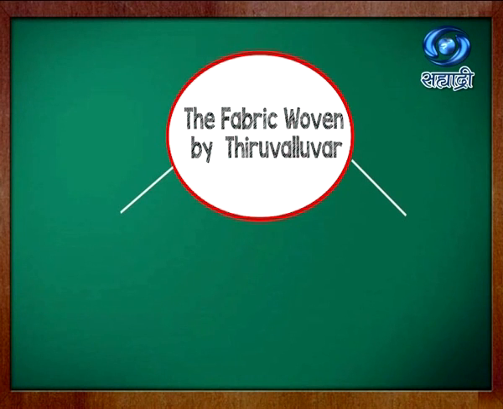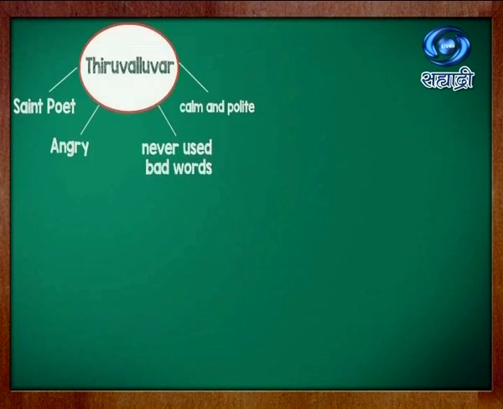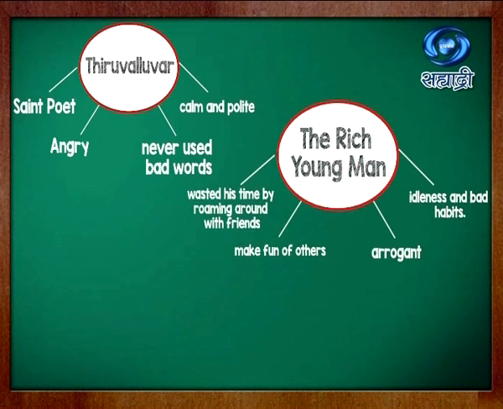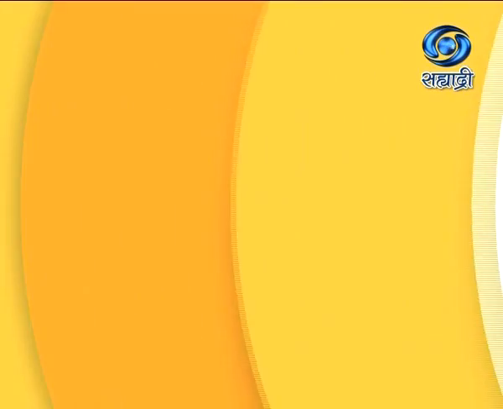The last one is the fabric woven by Thiruvalluvar. This fabric was made with the hard work of weavers and farmers. It had beautiful colors. So children, this was the word chain that I created for the following characters or things. I hope you were also able to do it.